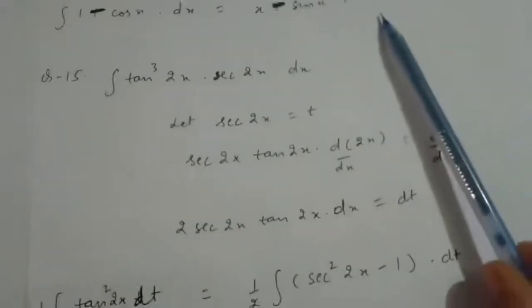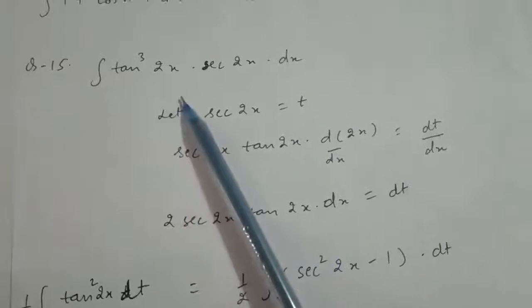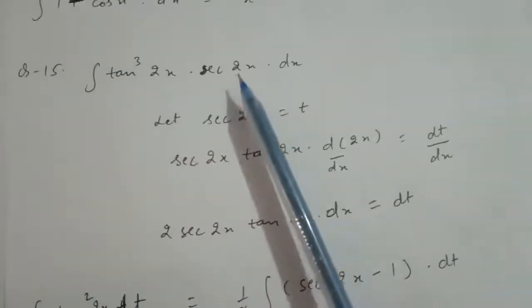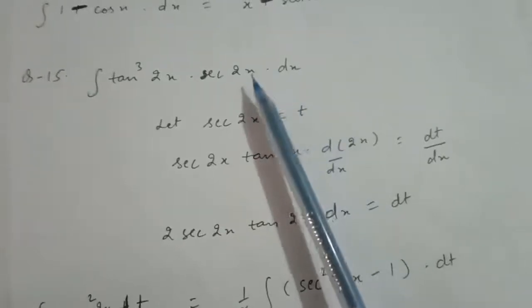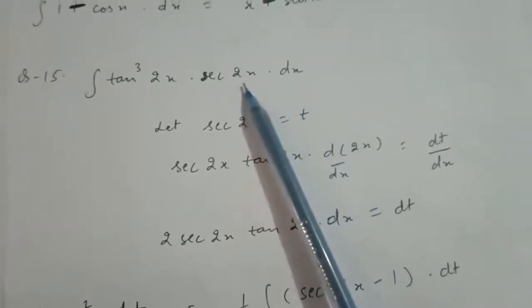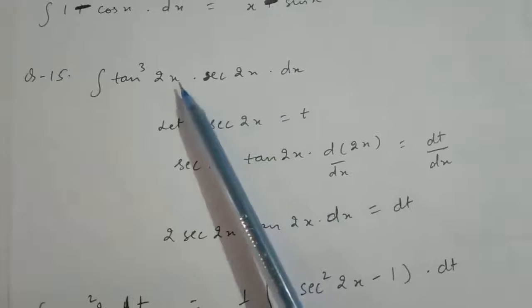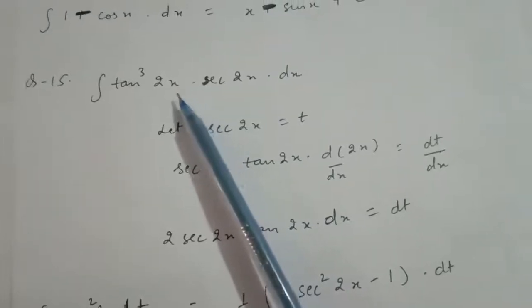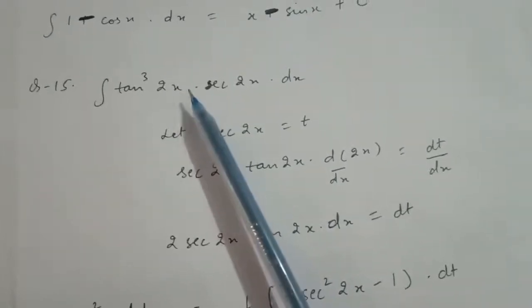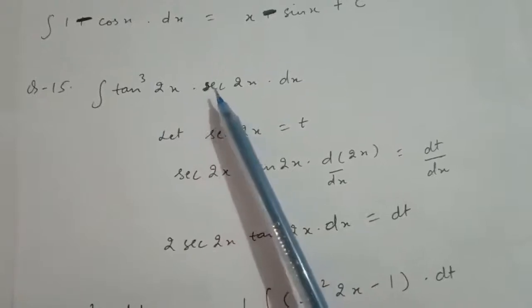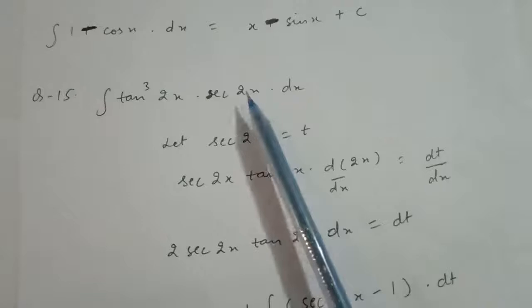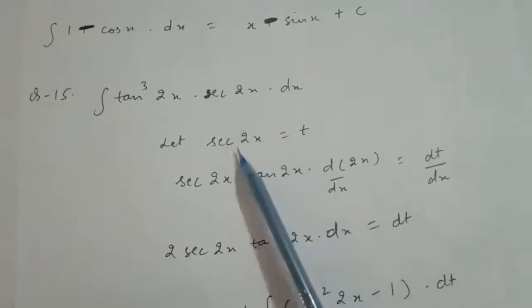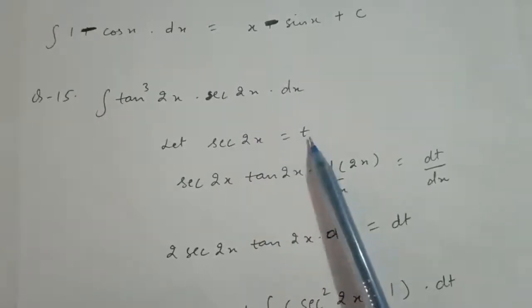Now question number 15 is the integral of tan cube 2x into secant 2x into dx. Now you have to decide what is to be taken as equal to t. Now see, if we take tan 2x equal to t, then the derivative of tan 2x is secant square 2x. But here it is just secant 2x. Secant square 2x is not given. Therefore, we will let secant 2x equal to t.